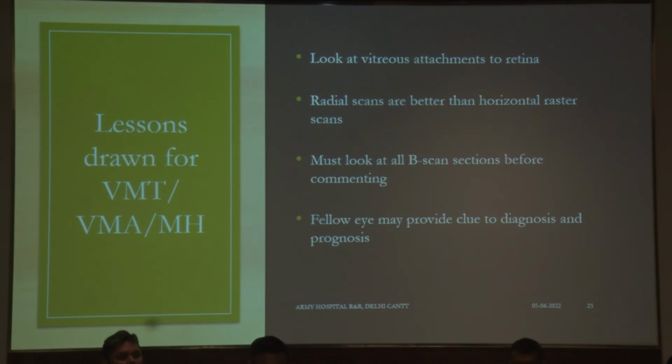So what are the lessons drawn from VMT, VMA, or a macular hole? Look at the vitreous attachment to the retina. It's very important. The radial scans are always better than the horizontal raster scans. Must look at all the B scan sections before commenting, and the fellow eye should always be examined, because certain conditions are bilateral. You tend to diagnose MacTel in one eye and then you see the other eye, it's normal. So please rethink your diagnosis.